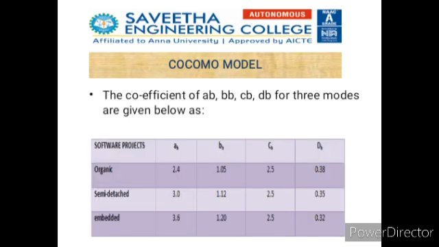As discussed earlier in the previous slide, the Cocomo model consists of three modes: organic mode, semi-detached mode, and embedded mode. The coefficients A, B, C, D are given in the following table. Here we can find that C is common for all the modes and D is the lowest among the table. We can also find that in embedded mode the coefficient of A is very high.